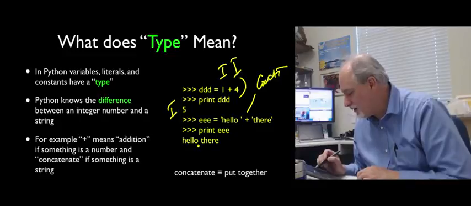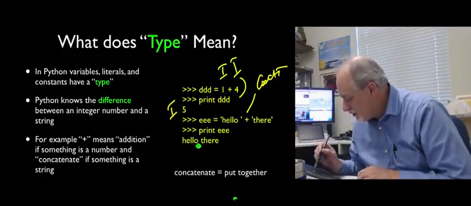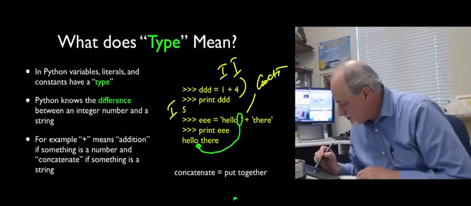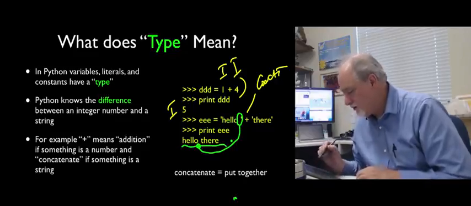Now the interesting thing is, where did this space come from? Let me change colors here. Where did that space come from? Well, the plus does not add the space. There's a space right there, and that's the space. So I concatenated hello space plus there, and that's how I got hello there.